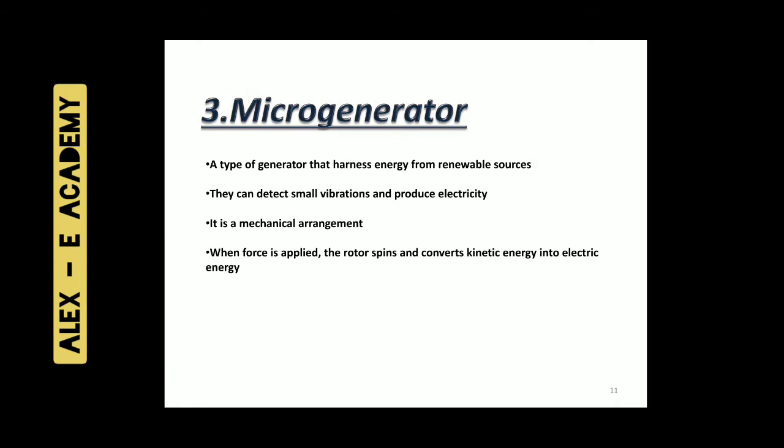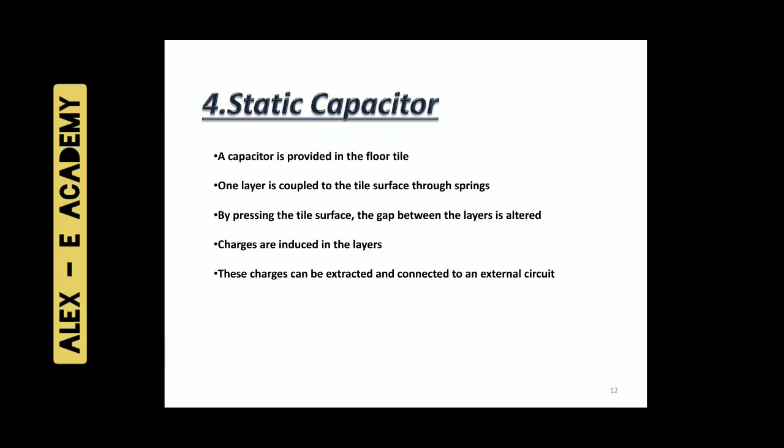The third one is the microgenerator. It is a type of generator that harnesses energy from renewable sources. It is a mechanical arrangement containing hydraulic, pneumatic, and a spring. They can detect even small vibrations and produce electricity. When a force is applied on the floor surface, the rotor of the microgenerator spins by the mechanical arrangement, and thus electricity is generated. And the last one is the static capacitor.